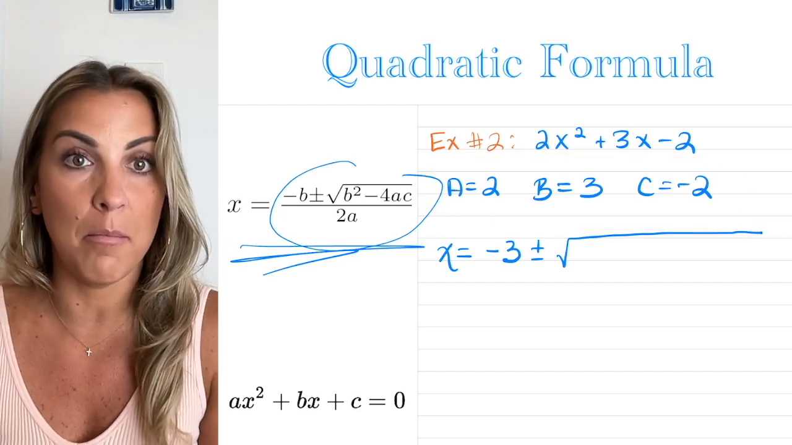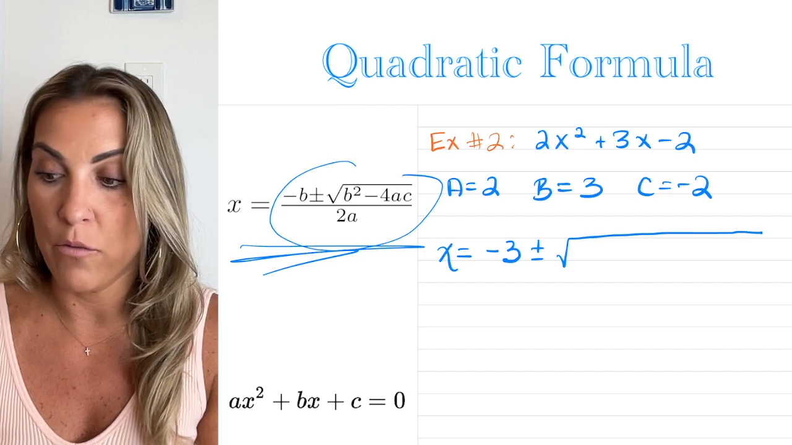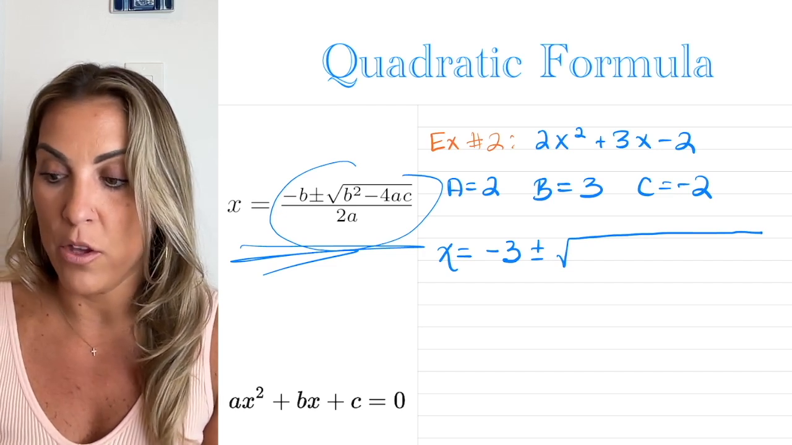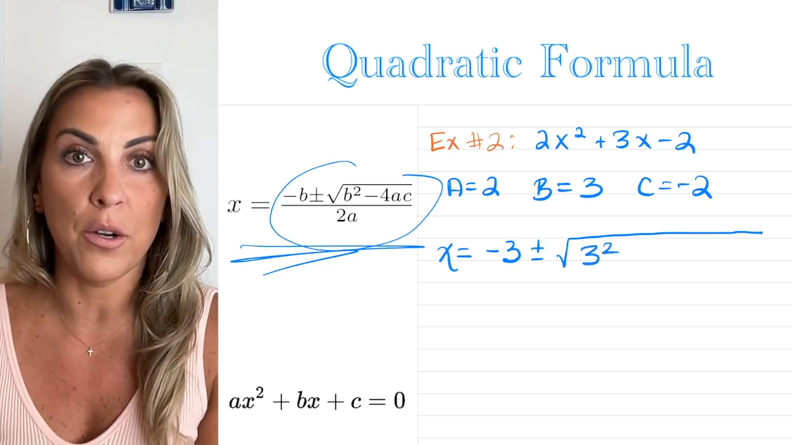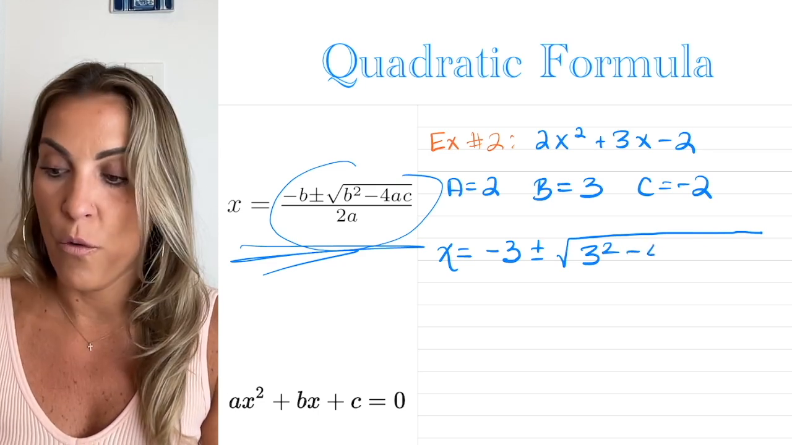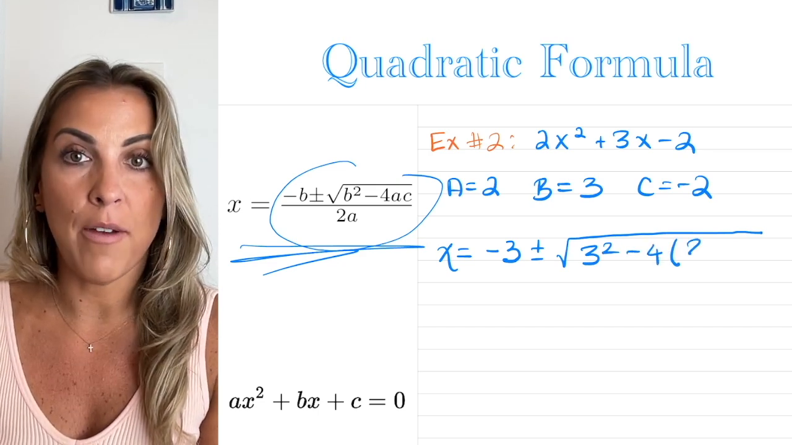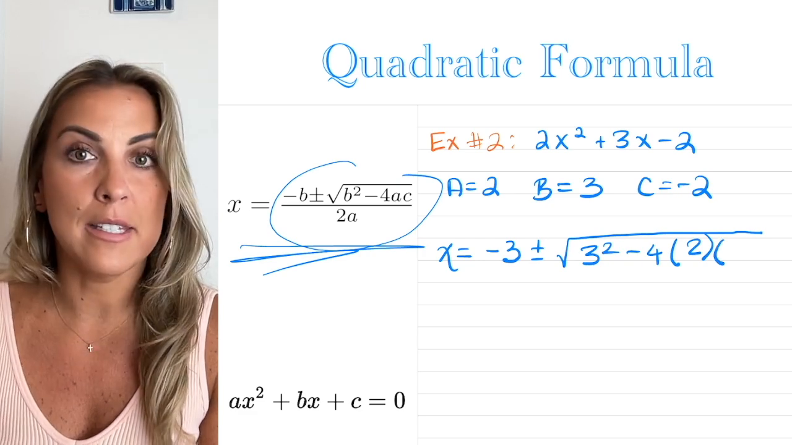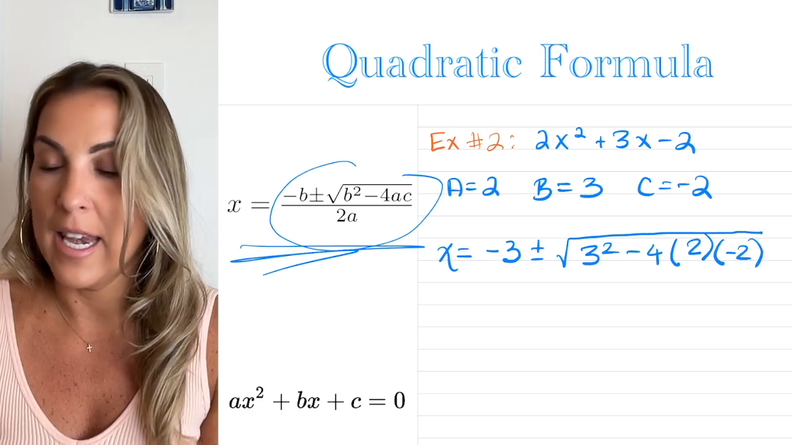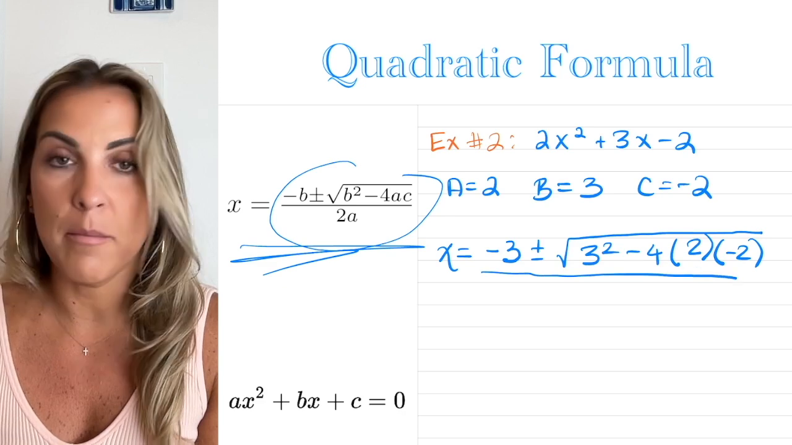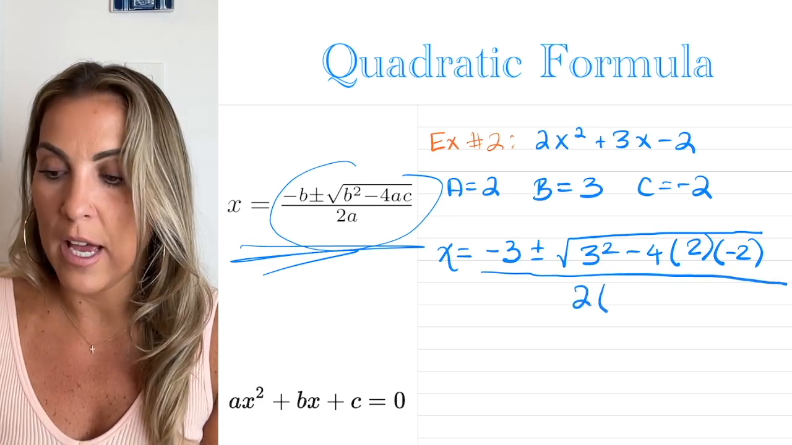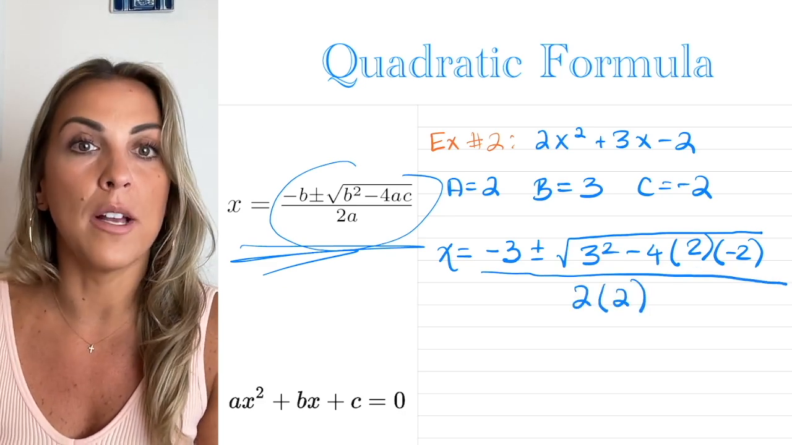All right, so instead of writing b squared, I'm going to go ahead and write 3 squared because my b value is 3. So I have 3 squared minus 4 times a. My a value is 2 times c, and our c value was -2. All of that is going to be divided by 2 times a, and our a value was 2.